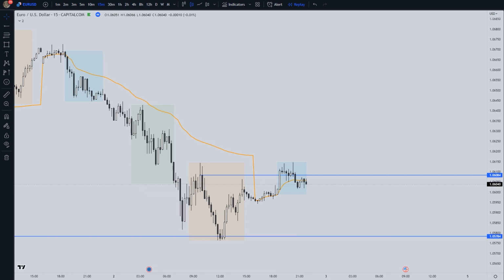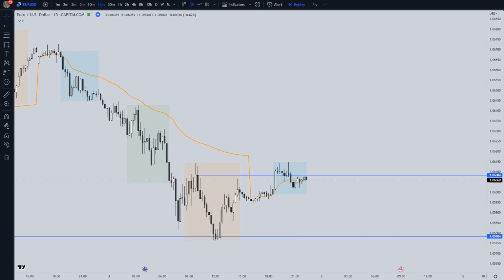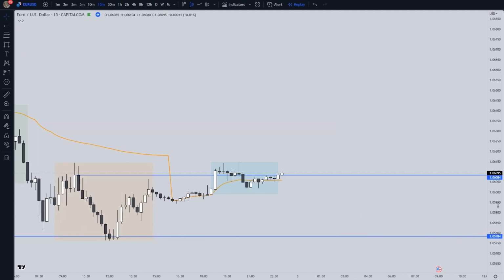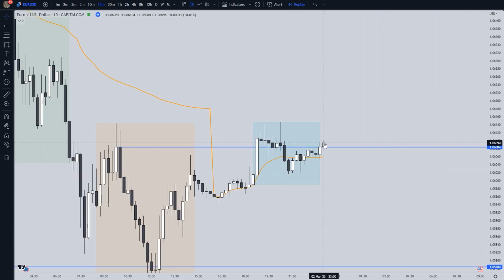But then it's coming back above the resistance and also above the VWAP. So I place a buy trade at the close of this candle. The stop loss I set to the previous swing low.